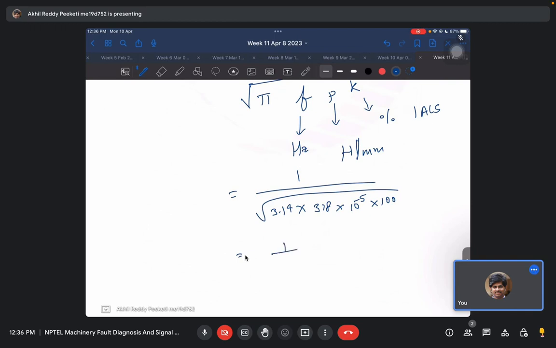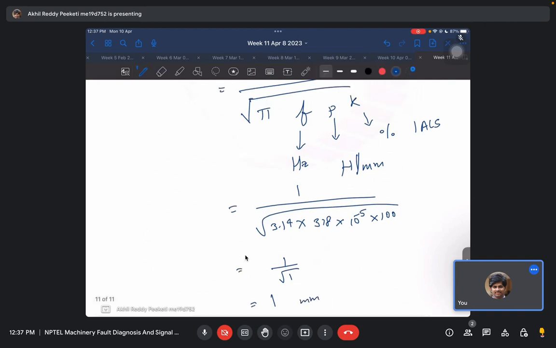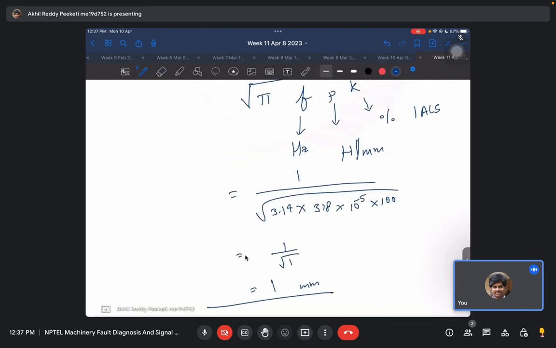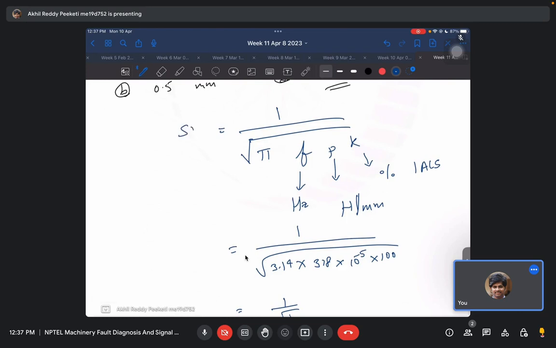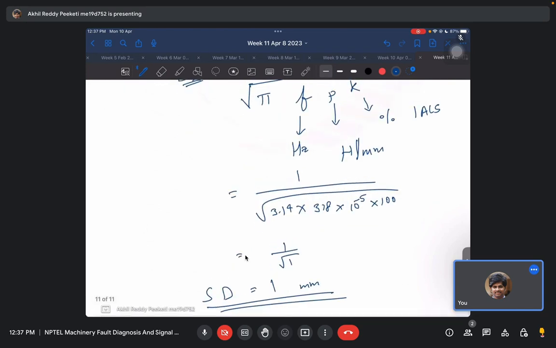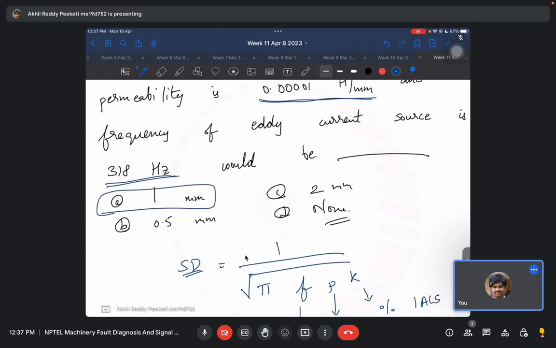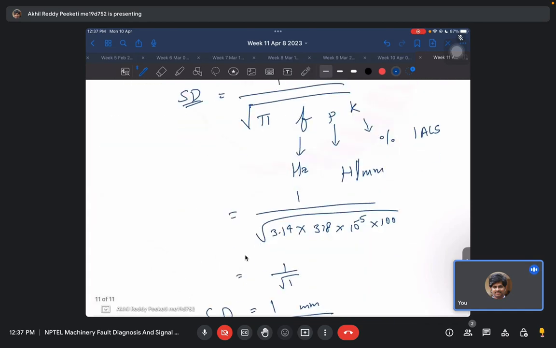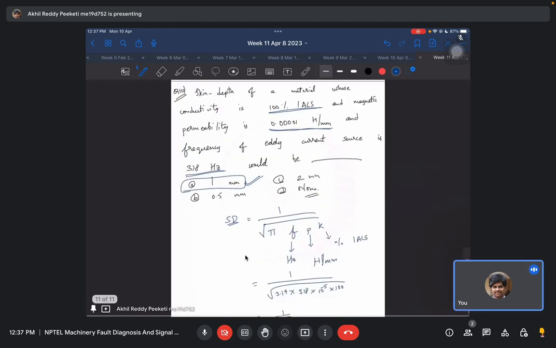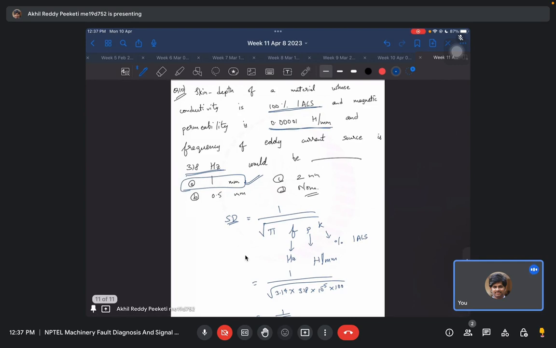So this would actually turn out to be 1 mm. Skin depth in this case is 1 mm. So this is how you can estimate skin depth for a given material if you know the conductivity, the magnetic permeability, and the frequency of the eddy current source.